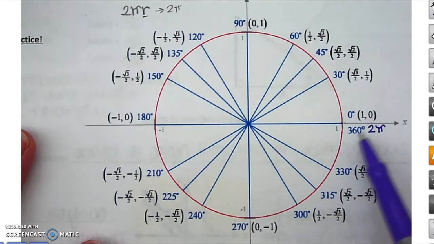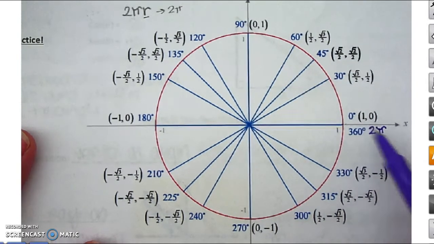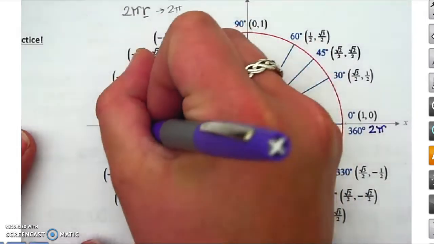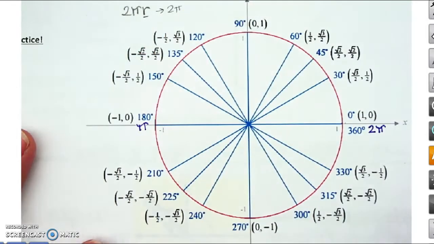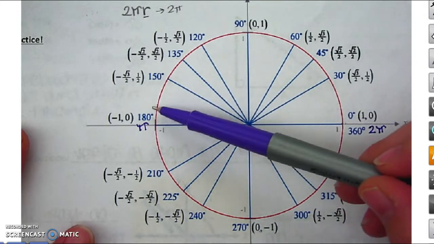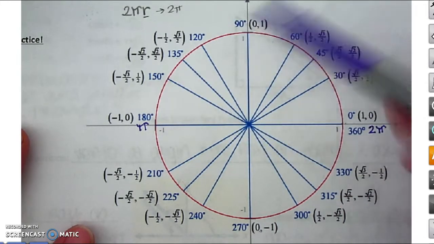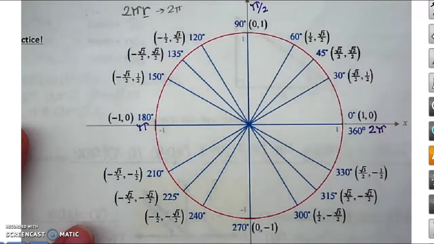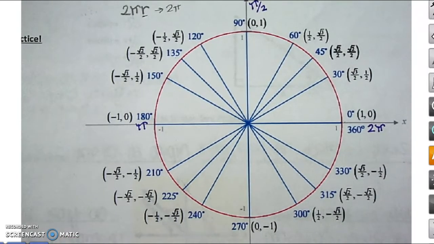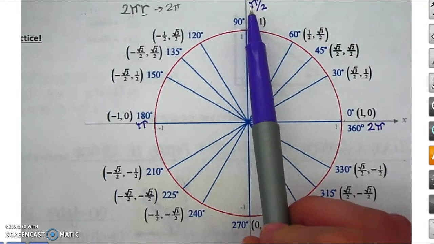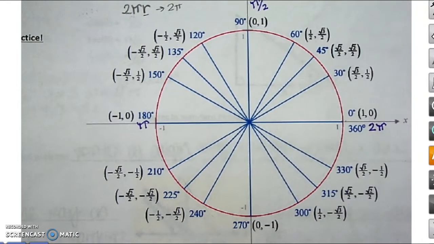So if this whole thing is 2 pi, half of that, which would be 180, would just be pi. Now, if we keep going, half of that, which was 90, would be pi over 2. And so if we have pi over 2, we have pi. Let's think about what 270 would be.